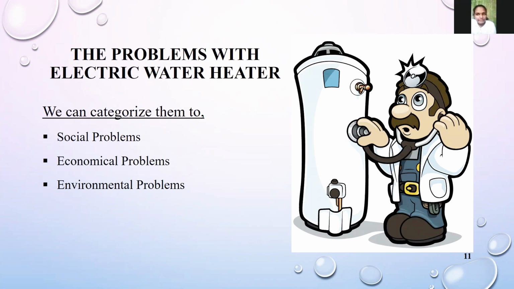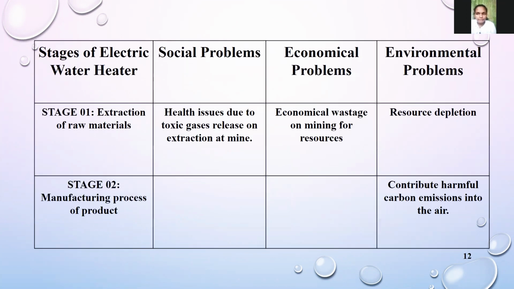I'll begin with the problems with electric water heaters. We can categorize them into social problems, economical problems, and environmental problems. Now I'd like to introduce the problems with electric water heaters relating to each of the above points.